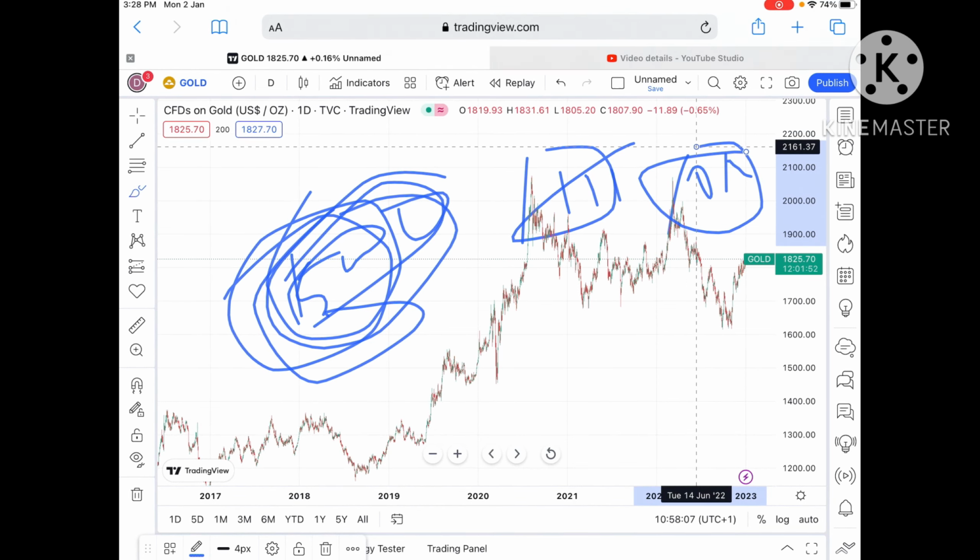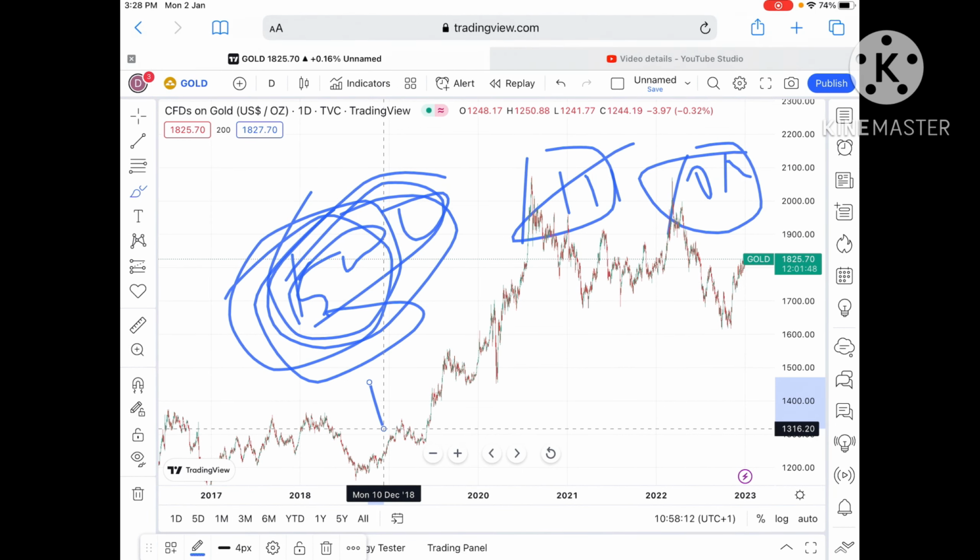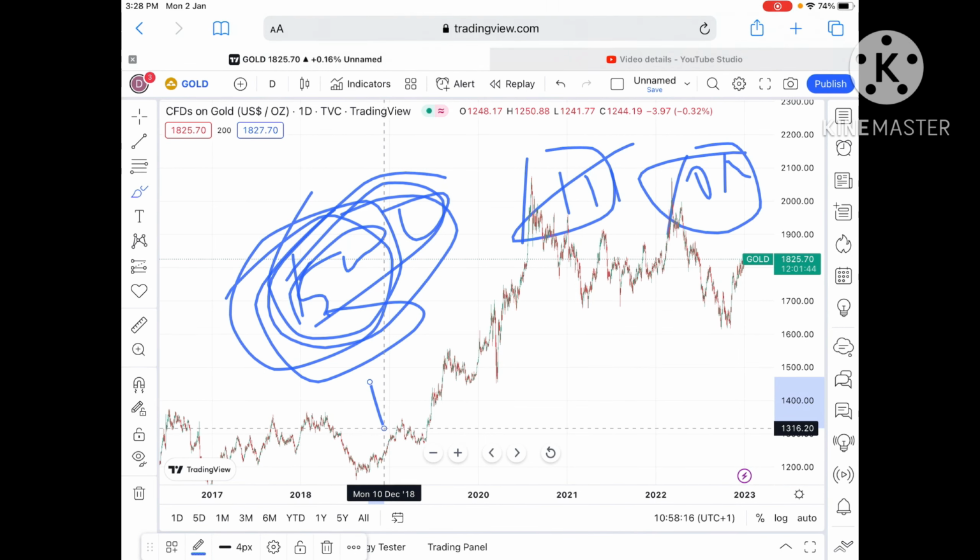What I teach in my workshop is how to overcome all these things: when to strategize, when to enter, when to exit, when to hedge, and all these strategies. If you want to attend that workshop, mail me regarding that and we can work out the timings.